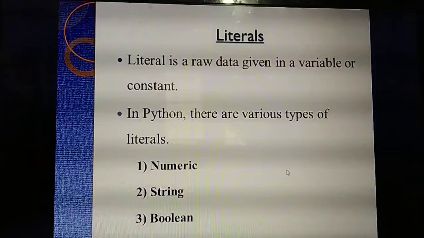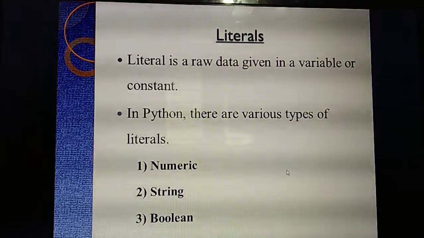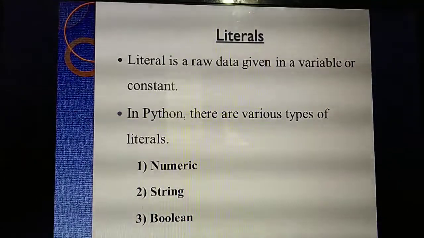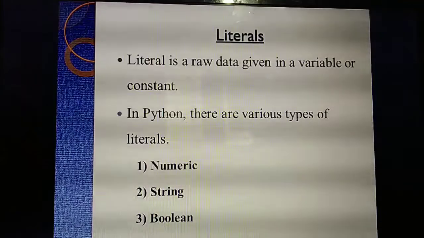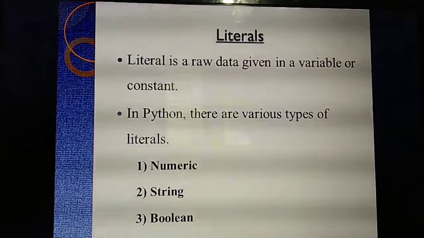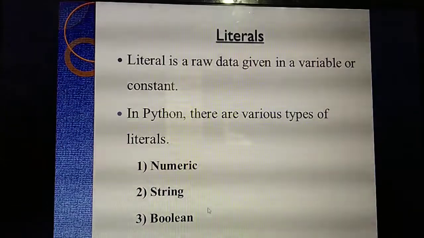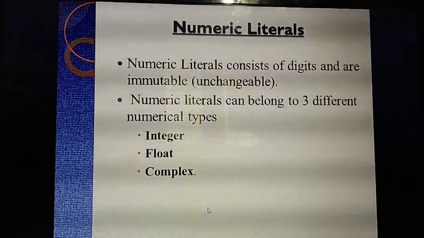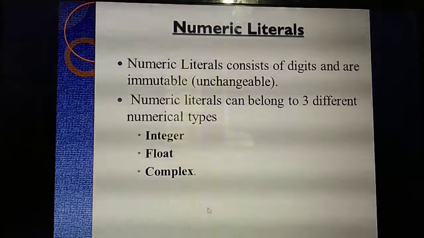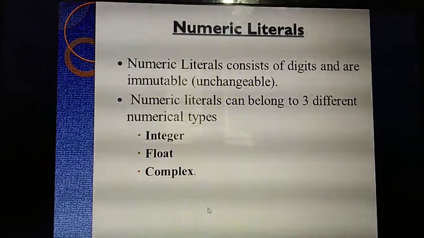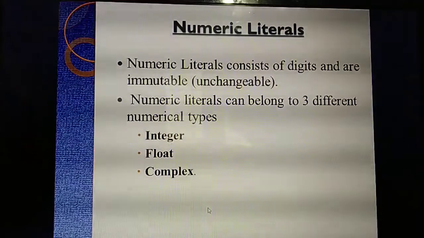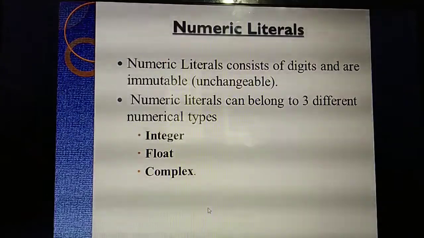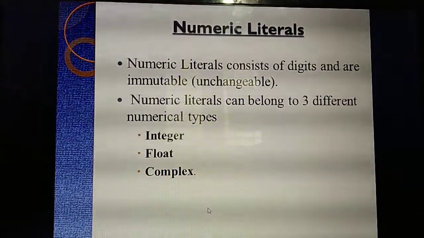So in Python, there are many kinds of literals. There are 3 types given in the book. So in Python, what are the types of literals? 3. What are they? Numeric, string and Boolean. Understand? First one is numeric literals. Numeric literal means the name itself says it has numbers, or digits. So numeric literals always represent what? Digits. These digits are immutable. What do you mean by immutable? You can't change them.